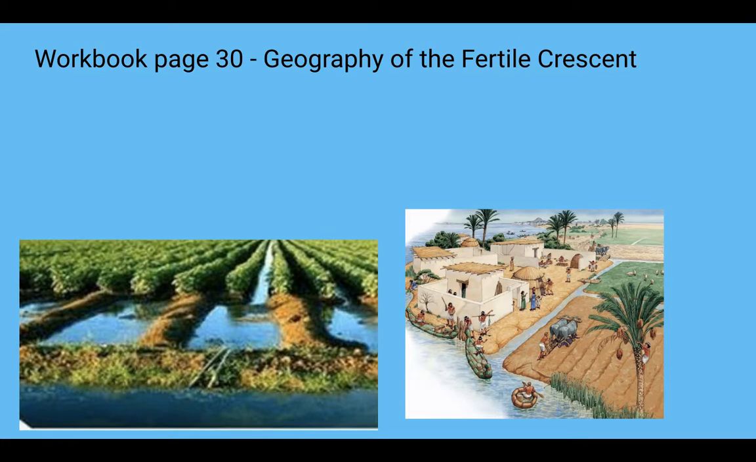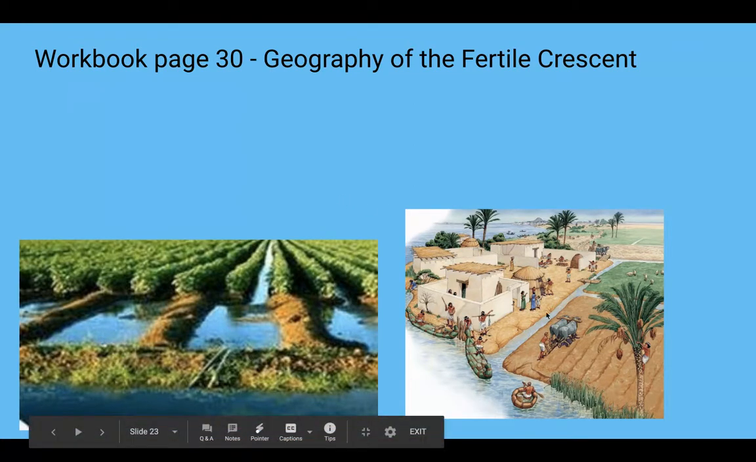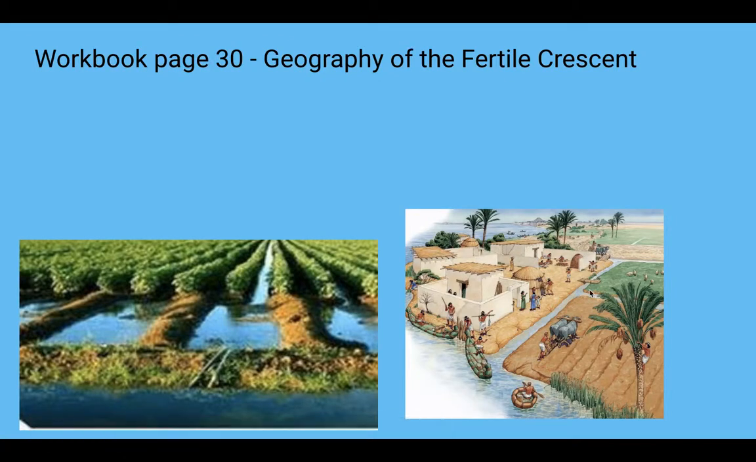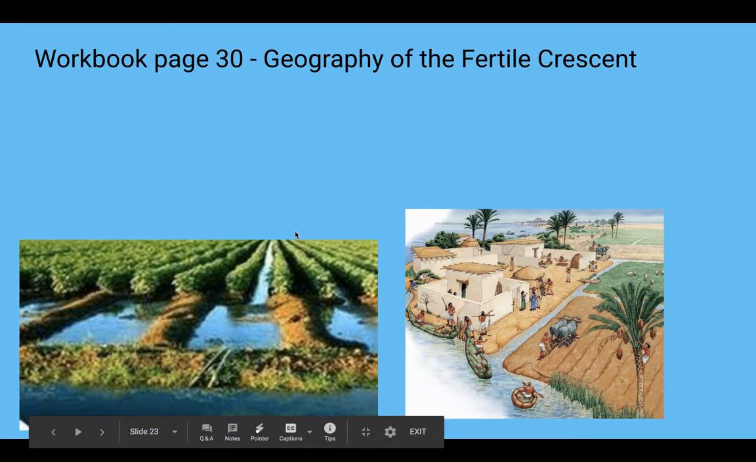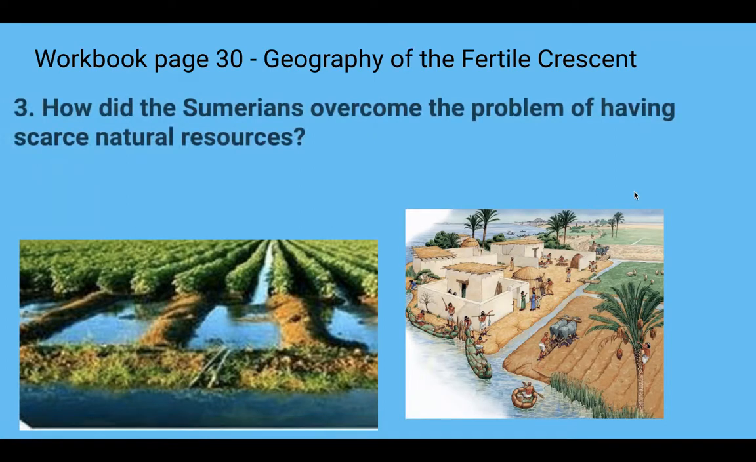Welcome back, my friends. Oh, look at these pictures. They're so much better in color. Here's that canal. Here's another one. And here's these irrigation trenches, like right here, that go into the crops to bring water. Sorry, I'm off topic.